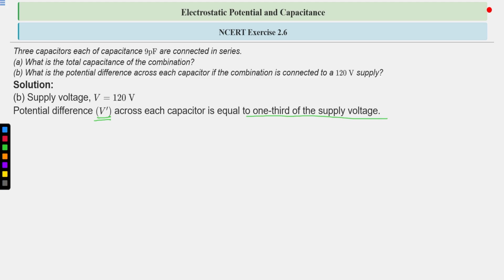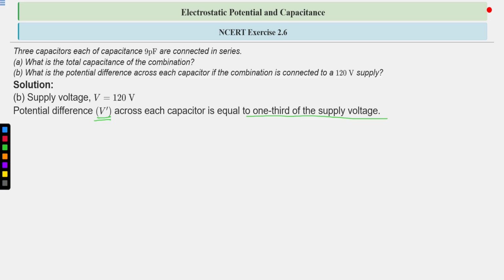But if there are non-identical capacitors, you have to find the charge in the circuit first. Then you can find the potential difference across each capacitor by the formula Q equal to CV, so V equal to Q by C. So if the capacitors are non-identical, you have to find the charge first, then you can find the potential across each capacitor.